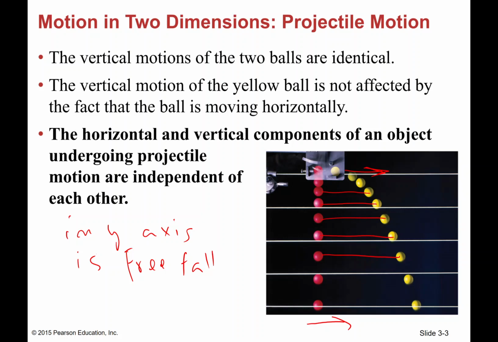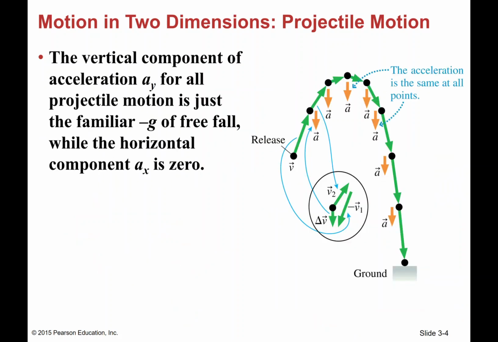You have a motion in the horizontal axis, in the x component, and you have a motion in the y-axis, and the motion in the y-axis has acceleration. The acceleration is minus g. The motion in the horizontal axis is constant motion. So the motions in the two axes are independent of each other. And we'll see what we mean in terms of equations later on.